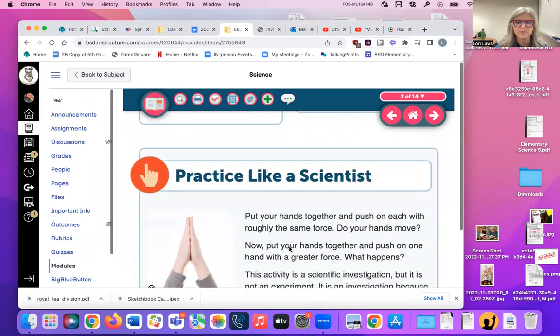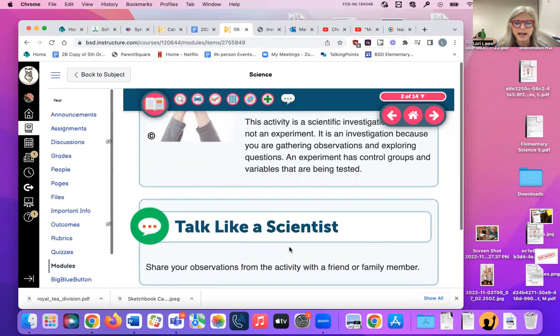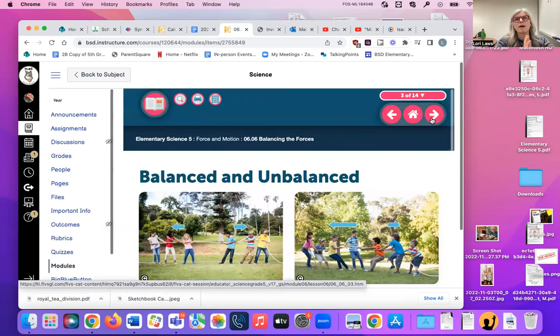It says, put your hands together. Everybody put your hands together right now. If you push equally, your hands stay in the middle. But now let one hand push harder than the other and see what happens. Aha, that's an unbalanced force, right? You could share your observations and say, when I push harder with my right hand than my left hand, my hands move to the left.